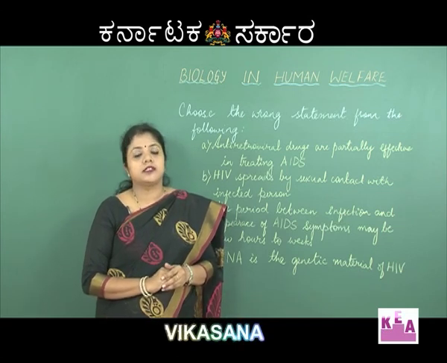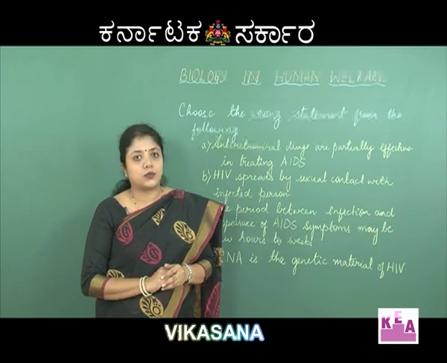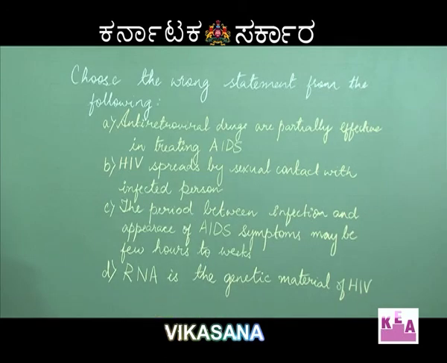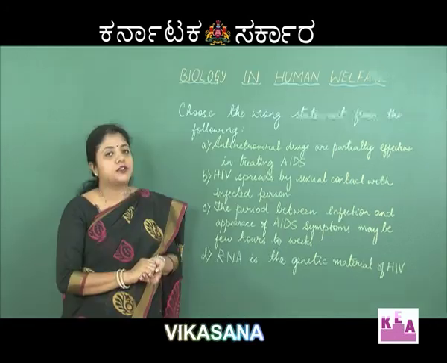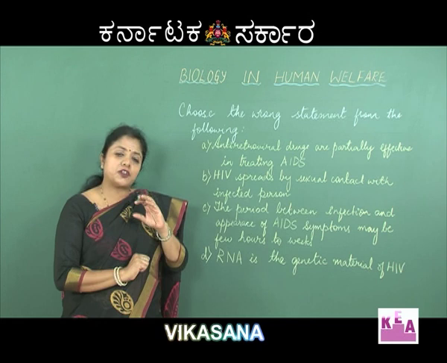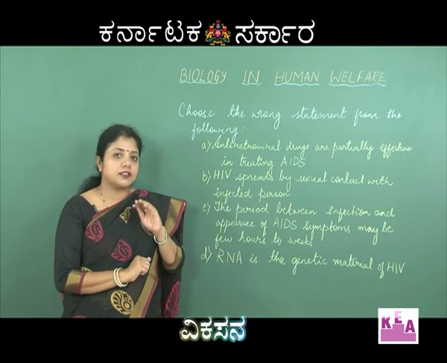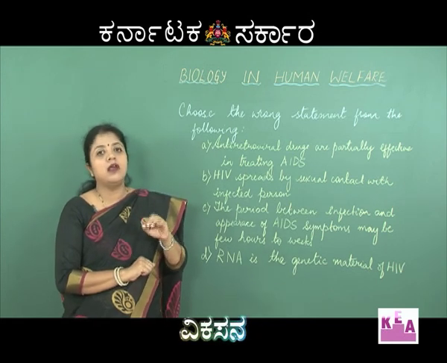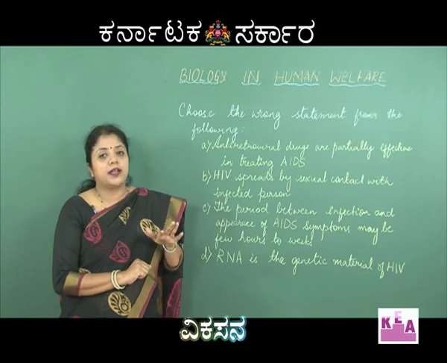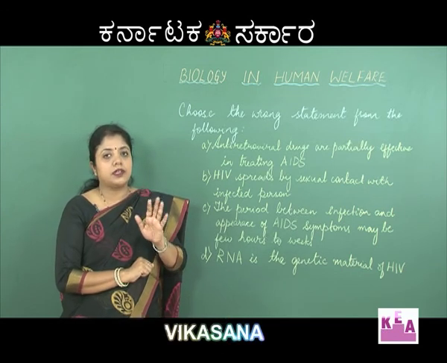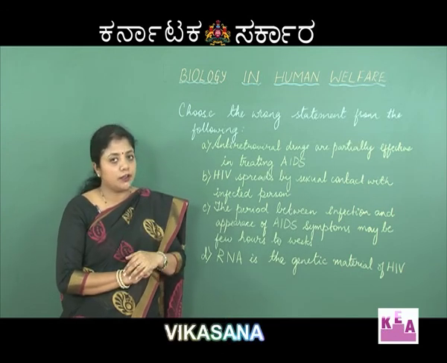So, the second statement is true as well. For the treatment of AIDS, the antiretroviral drugs are partially effective in treating AIDS. This is a true statement because antiretroviral treatment is actually partially effective because it is just going to see to it that the virus does not spread. It is just going to see to it that the multiplication is halted for a while.